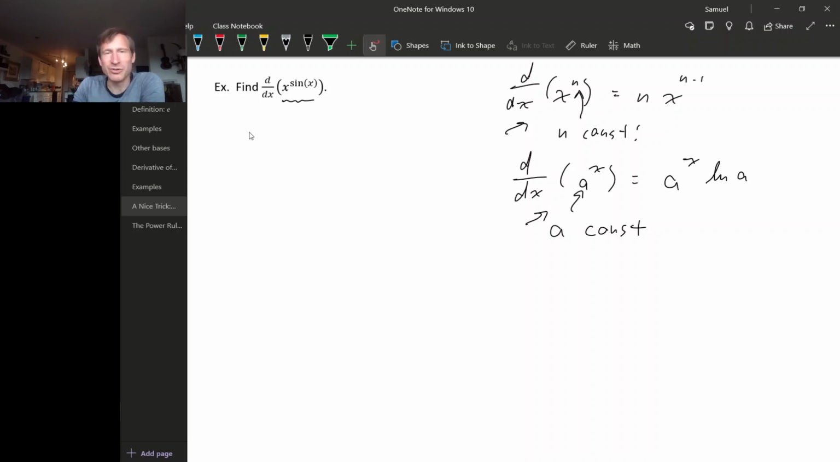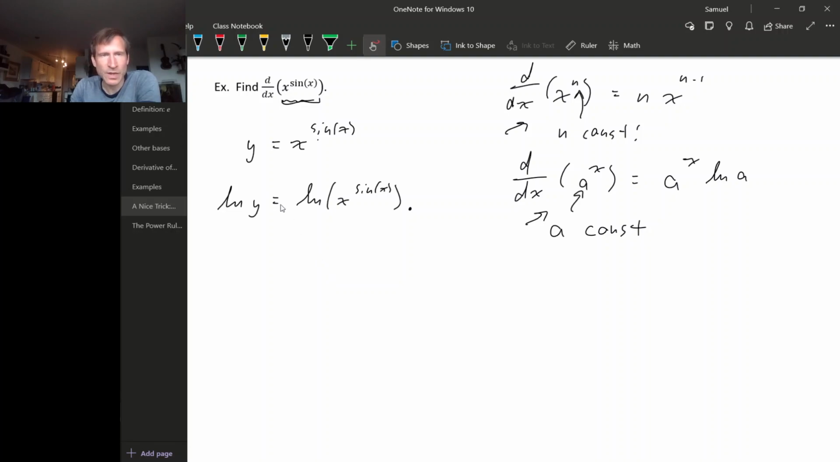Well, what we can do is do logarithmic differentiation. So let's name this function y. y equals x to the sine x. Then take natural log on both sides. Natural log y equals natural log of x to the sine x. Now we haven't done any calculus yet. We're just setting the stage.